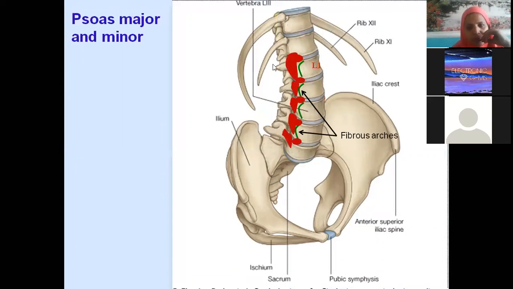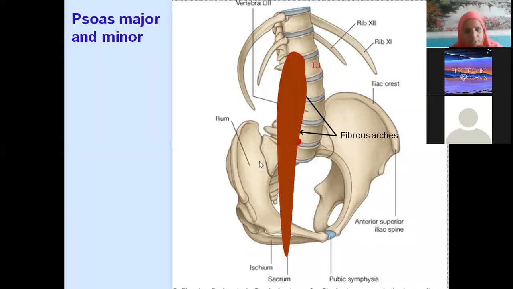Okay, beta. So now this is the muscle we are seeing, that is actually showing the origin of psoas major. Okay, these are fibrous arches. This whole muscle which you are finding on either side of the vertebral column, those lumbar vertebrae, this whole thing is psoas major, and its lower continuation will be called psoas minor.